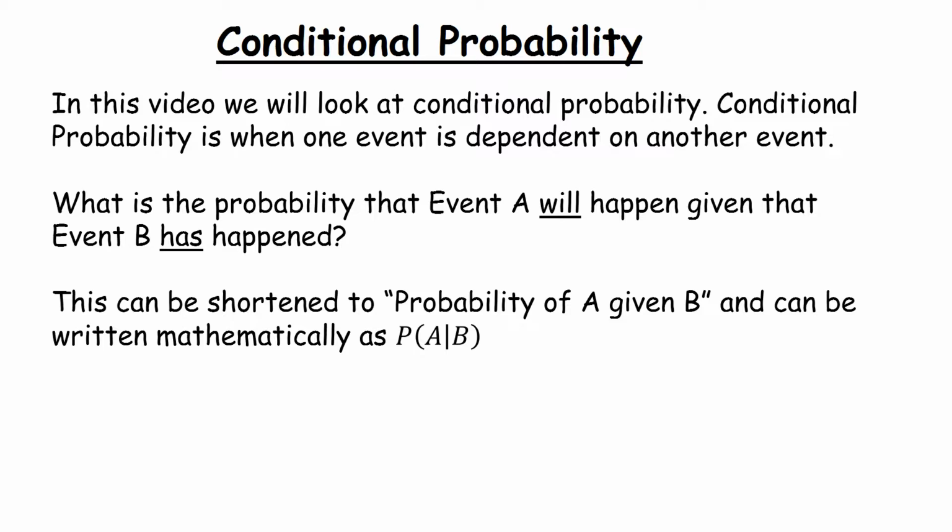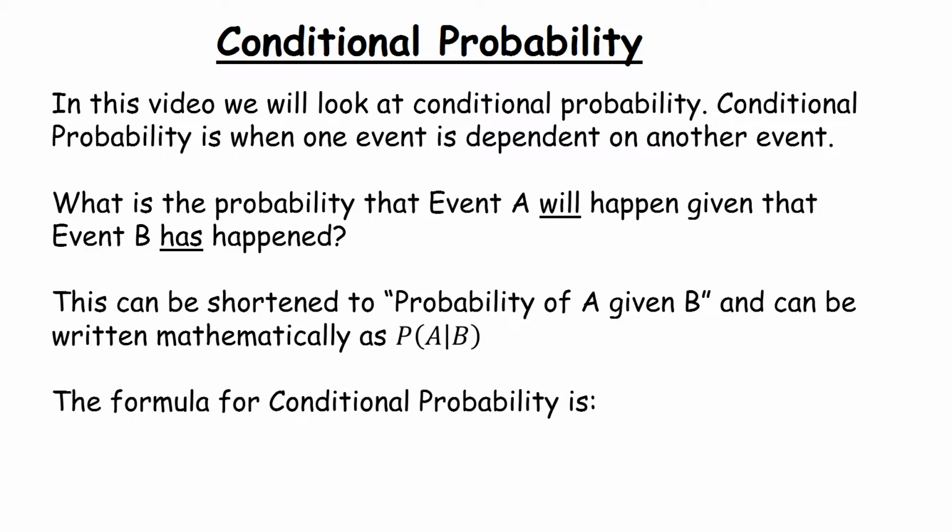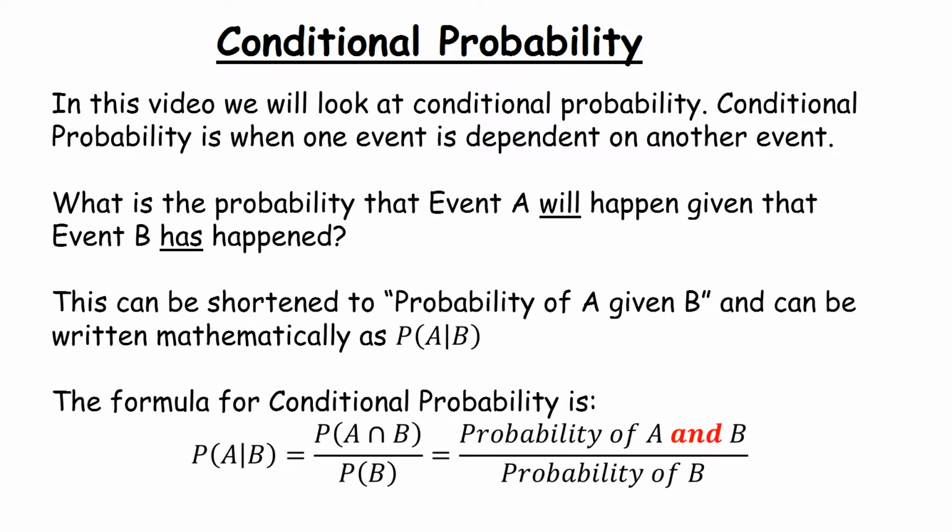Okay, so this formula that I'm going to give you now is hugely important. The formula for conditional probability is the probability of A given B is equal to the probability of A and B happening over the probability of B. Now, the intersection, the probability of A intersection B, is the probability that both A and B happen.